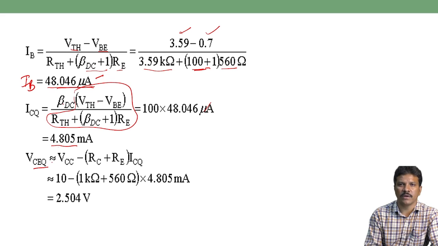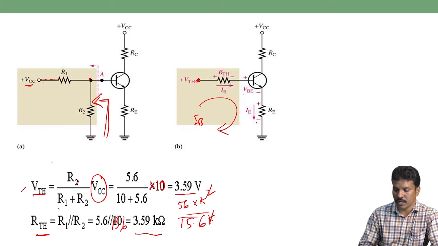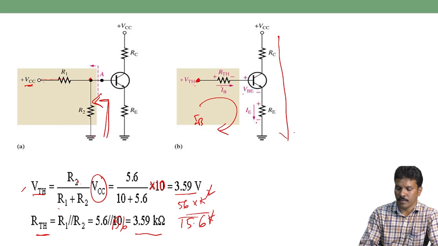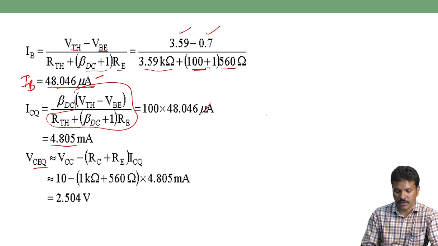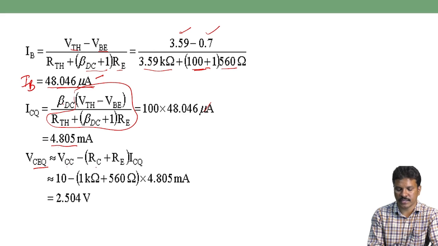VCEQ is found from the output loop. VCC minus IC RC minus VCE minus IE RE is equal to 0. Then we get VCEQ equal to VCC minus IC times RC plus RE, where ICQ is substituted with IC approximately equal to IE.